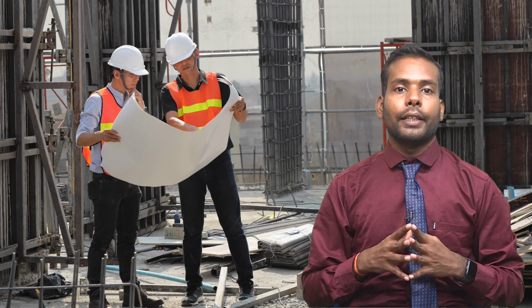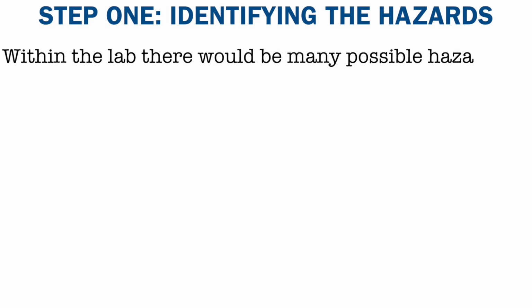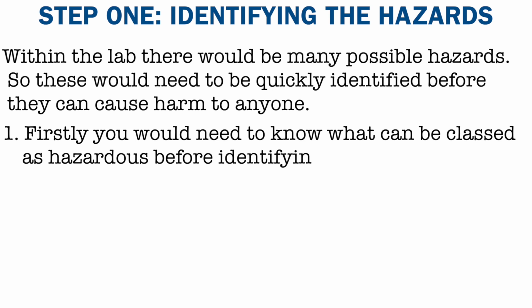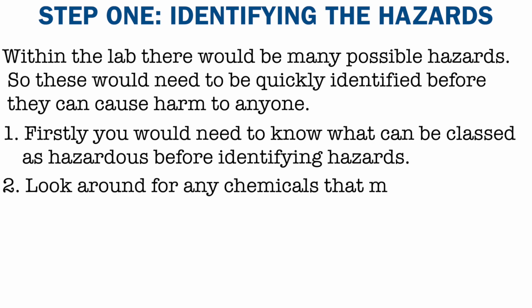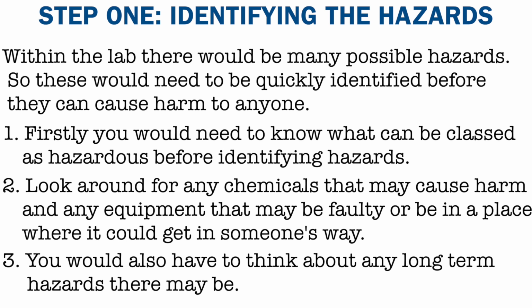Let us discuss step by step risk assessment. Step 1, identifying the hazards. Within the lab, there would be many possible hazards, so these would need to be quickly identified before they can cause harm to anyone. First, you would need to know what can be classed as hazardous before identifying hazards. Look around for any chemical that may cause harm, any equipment that may cause fatality, or any place where it could get in someone's way. You would also have to think about any long-term hazards there may be.